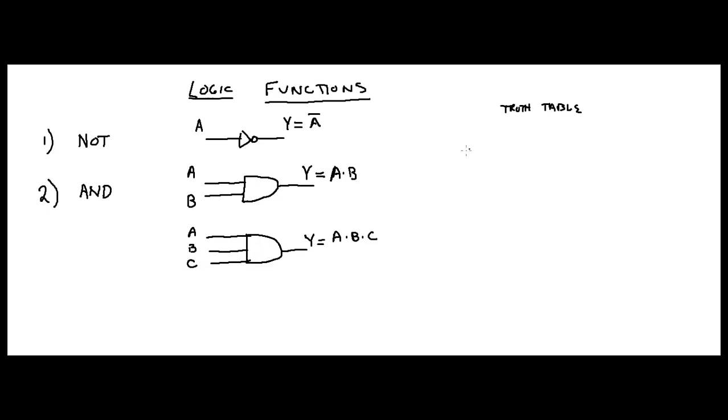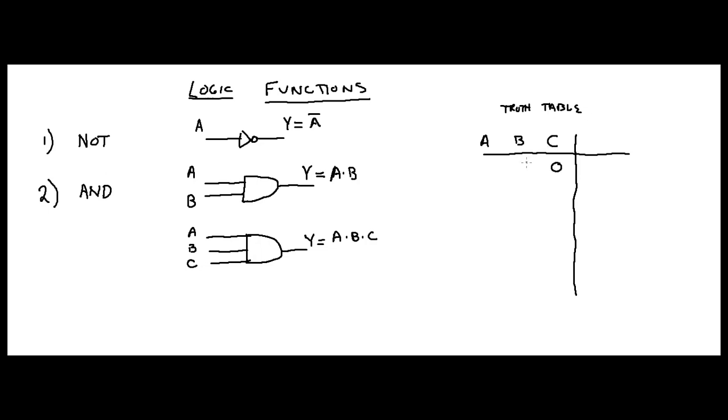What's the truth table for a 3 input AND gate? Well, first off, let's draw the inputs. A, B, C. Bring this over here, right? Keep the line straight. Now, I always draw a line there just to separate the inputs and the outputs, okay? And keep that line relatively straight. So let's first off, let's just write the inputs, right?